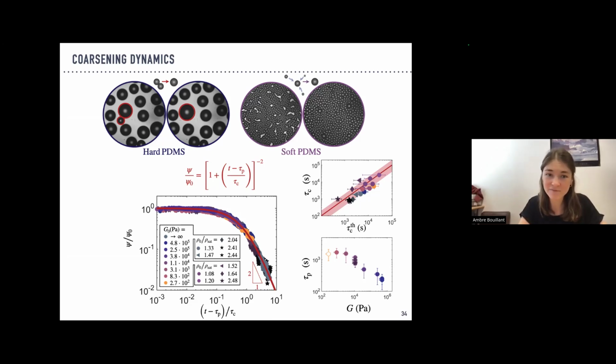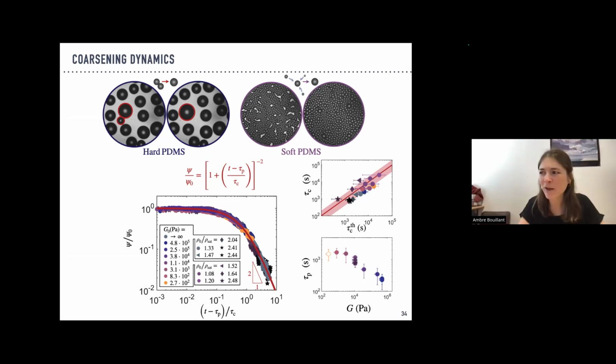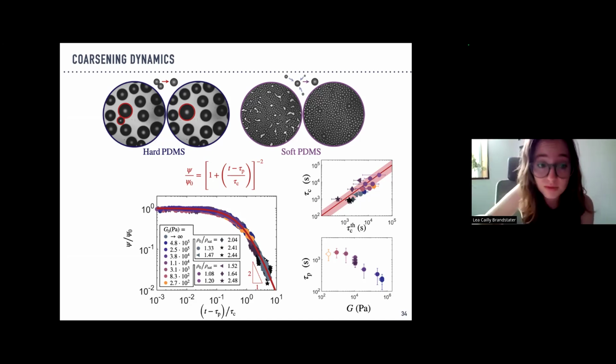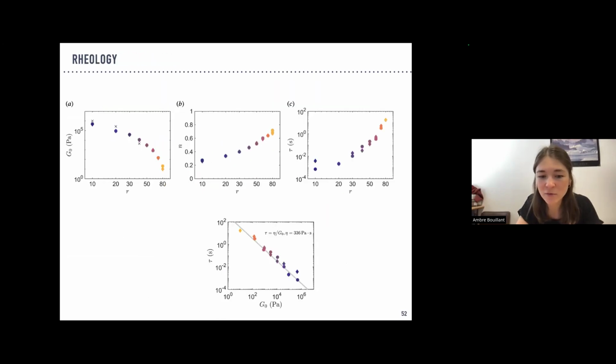So it depends on G, and it depends on G in a non-trivial way. If I remember well, it's a power of minus a third. Okay. So it was quite puzzling, and at some point I wanted to compare it to the rheology curve that I got for the different gels. So this is the G, and the relaxation time measured for the different ratios of the gels that I prepared.